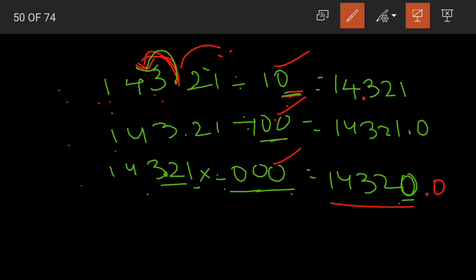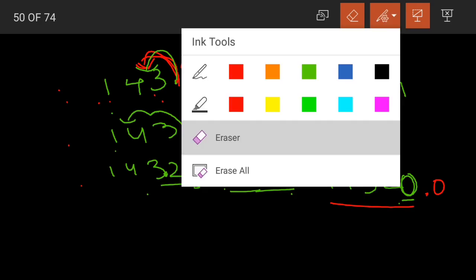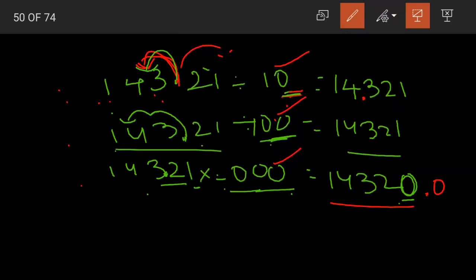Next we have 143.21 divided by 100. Now the decimal point should move how many digits, children? 100 has 2 zeros. So the decimal point will move 2 digits to the left. What will our answer be here? See, first we write the number as it is, 14321, and the decimal point will move 2 digits to the left, that is, we'll place it after 1. 1.4321 is our new answer.